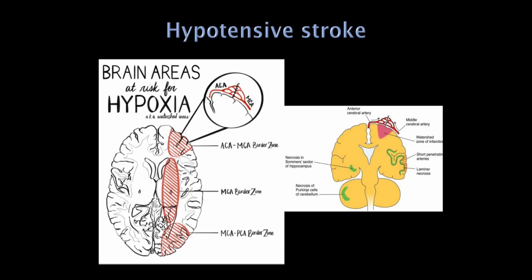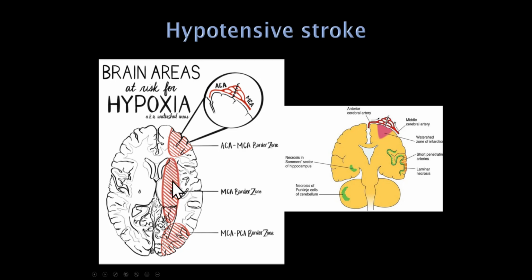Now I'll just mention here our watershed strokes, usually from prolonged hypotensive event like a cardiac arrest. And so the watershed areas are between the major cortical blood vessels we just talked about, like between the middle and anterior cerebral artery. And there are other areas of the brain that are susceptible to hypoxemia, like the Sommer sector of the hippocampus and the Purkinje cells of the cerebellum. But probably most clinically relevant to remember about hypotensive strokes is that there is also a border zone within the middle cerebral artery, between the more proximal and distal portion of the middle cerebral artery.